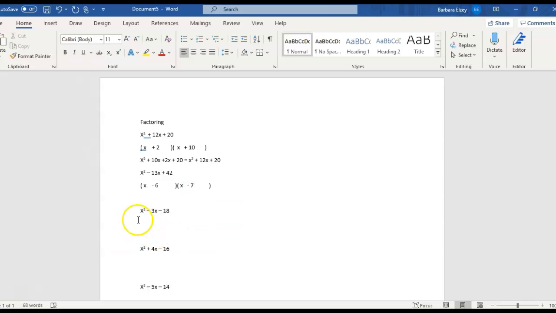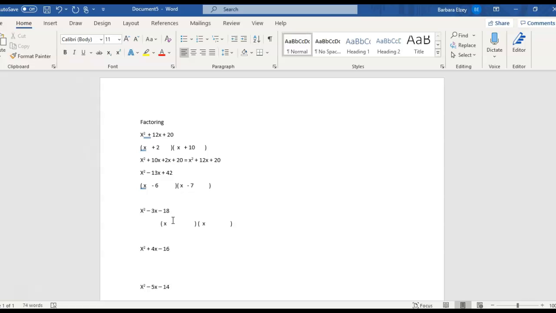All right, so let's go to the next one. Same thing. Let's make our parentheses. And we know we need x and x. All right, so we need factors of negative 18 that add to negative 3.